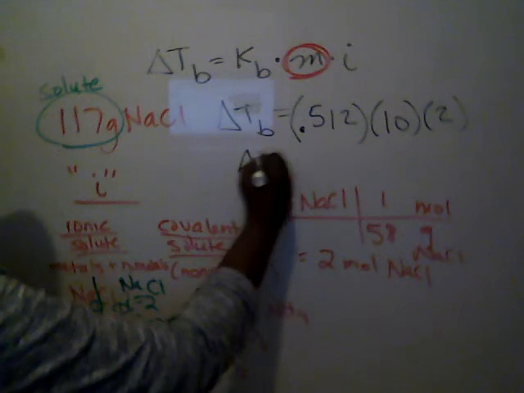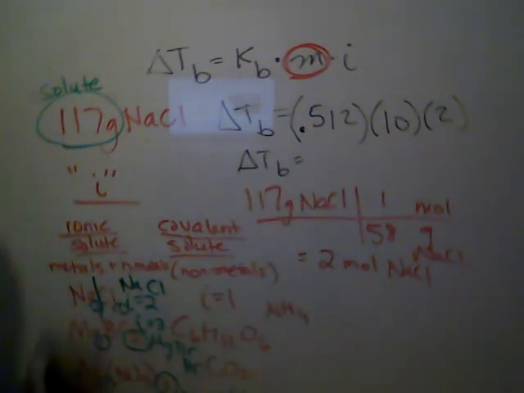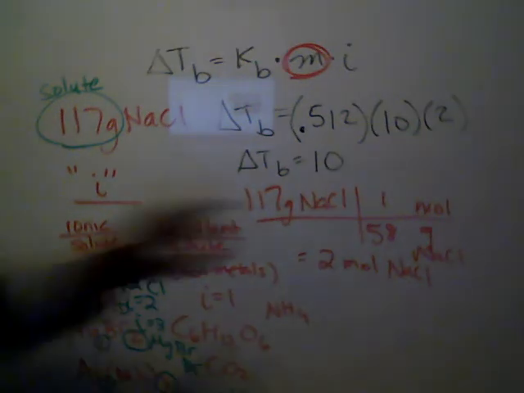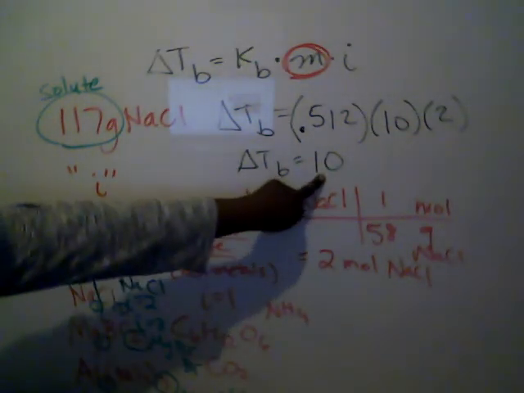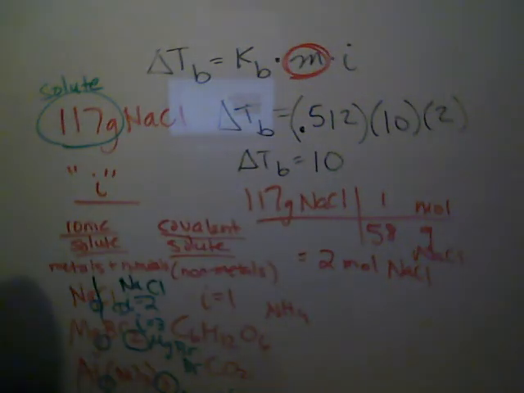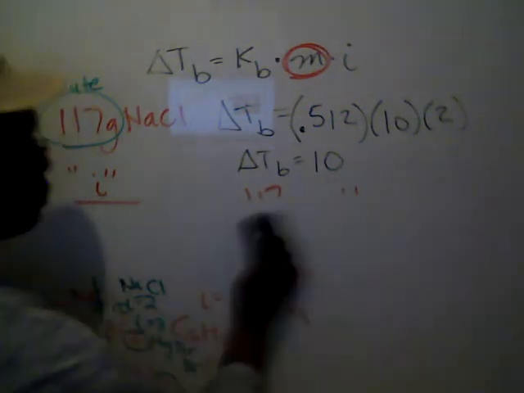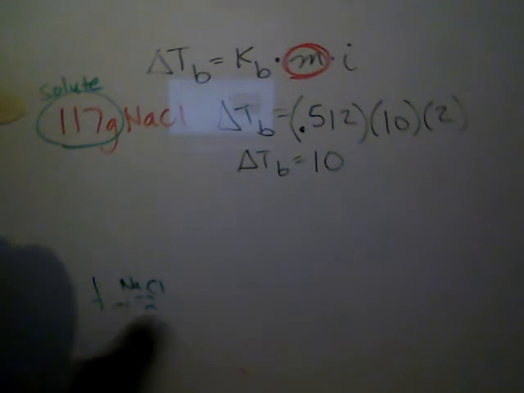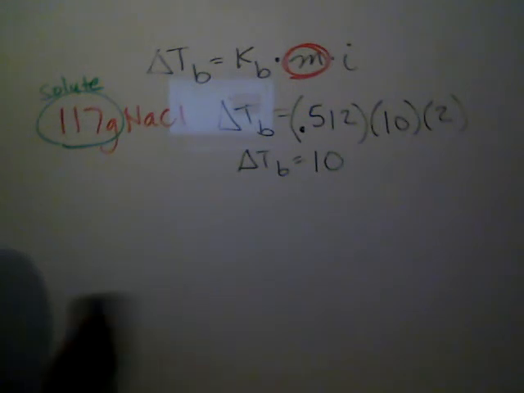So when we do our math, and I'm going to round this a little bit, we would end up with roughly about 10. Now what do we actually do with that number? This is not our new boiling point, that's just the change. Once we figure out the change in the boiling point, we need to add it to the normal boiling point. Now the normal boiling point is with water.